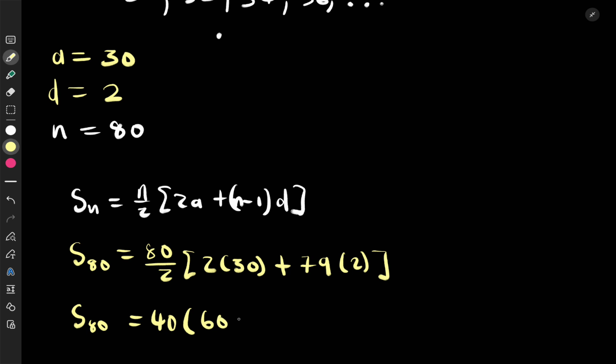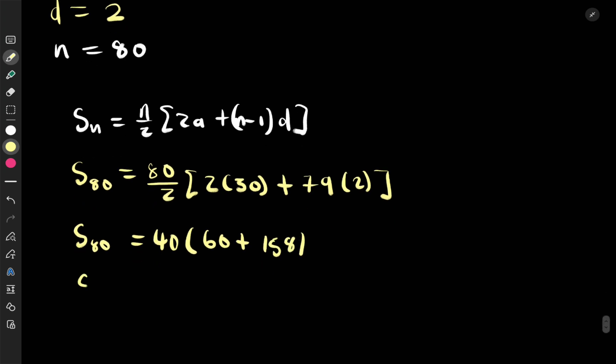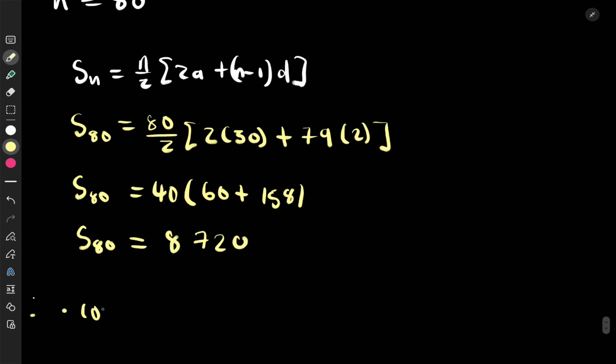Multiplying 30 by 2 is 60, plus 79 times 2. Put that on your calculator. What are you going to get? 79 by 2, you would get 158. So now, once you have these two values, you don't have to punch again. Just punch 40 open bracket 60 plus 158 close bracket, is equal to, you get 8,720. So you can say, therefore, the cost of 80 meters is 8,720 pullers.